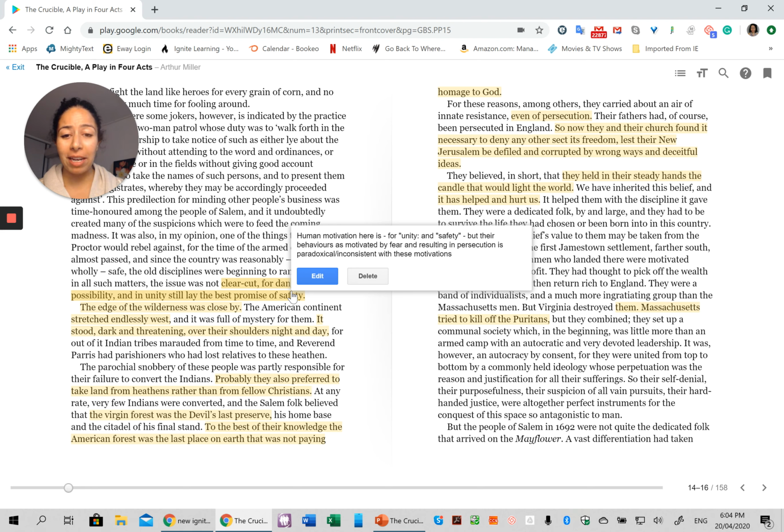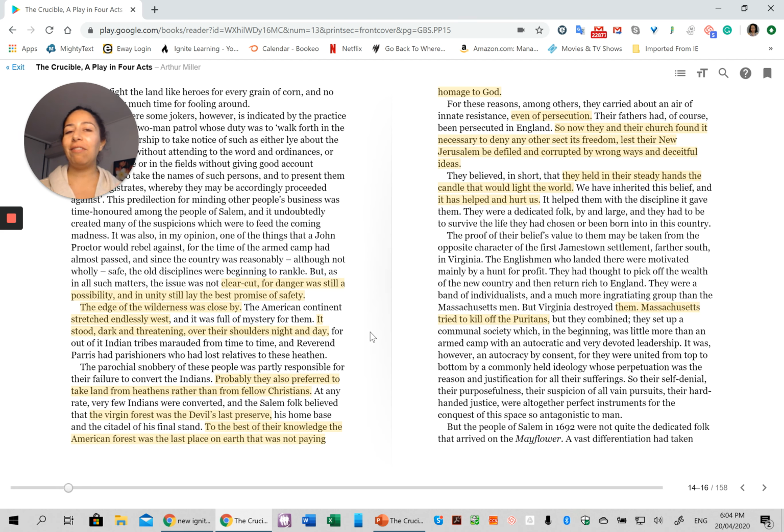So I've got this little comment here. The human motivation here is unity and safety. That's what the Salem community want to have, but their behaviors are motivated by fear. And this results in persecution, which is obviously paradoxical or inconsistent with their actual motivations.